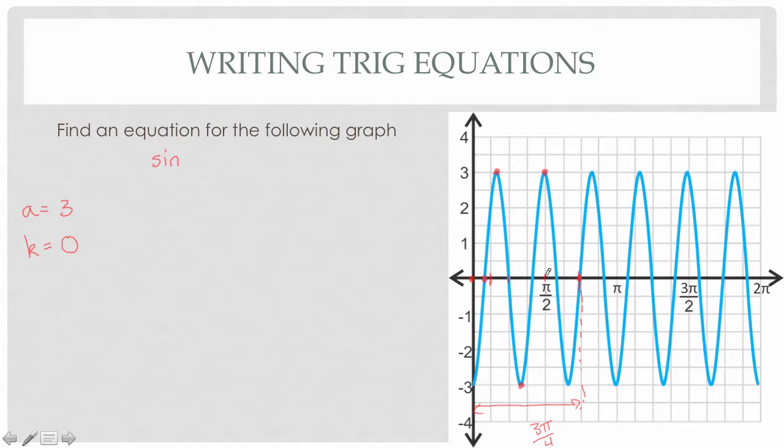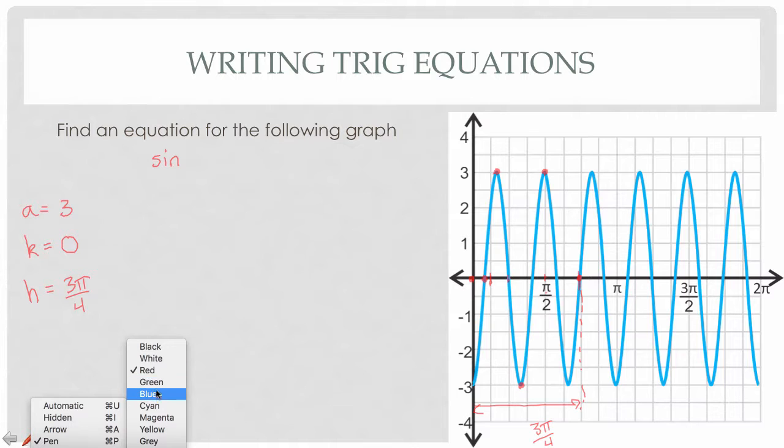1/4 pi, 2/4 pi, 3/4 pi to the right. That's how far we shifted. So my horizontal shift is 3 pi over 4. Okay, but now we need to get in this idea of period. How often does it repeat itself, right?